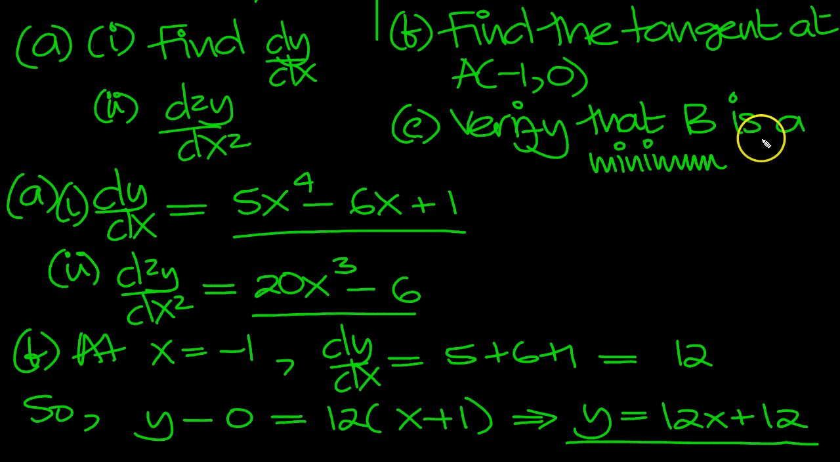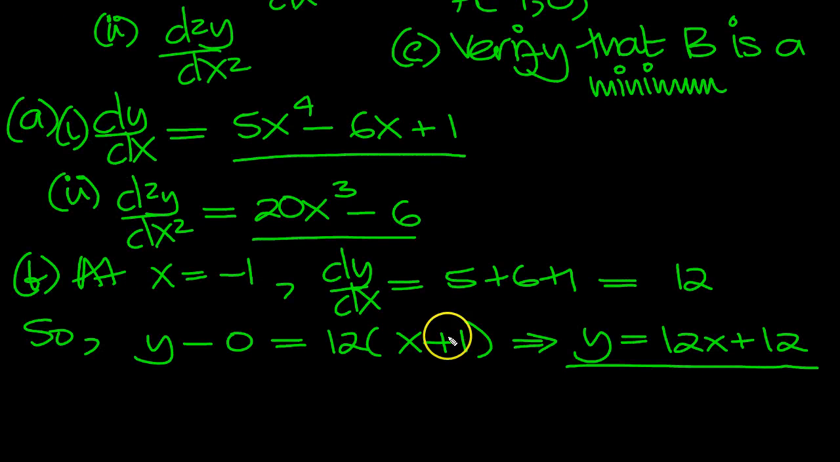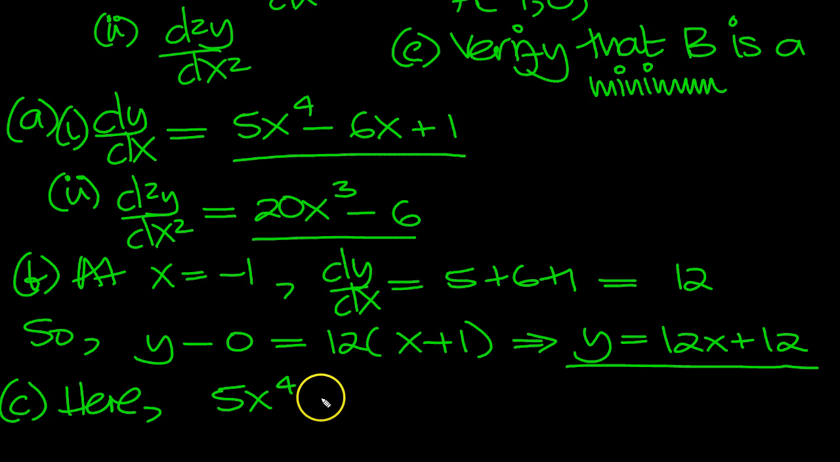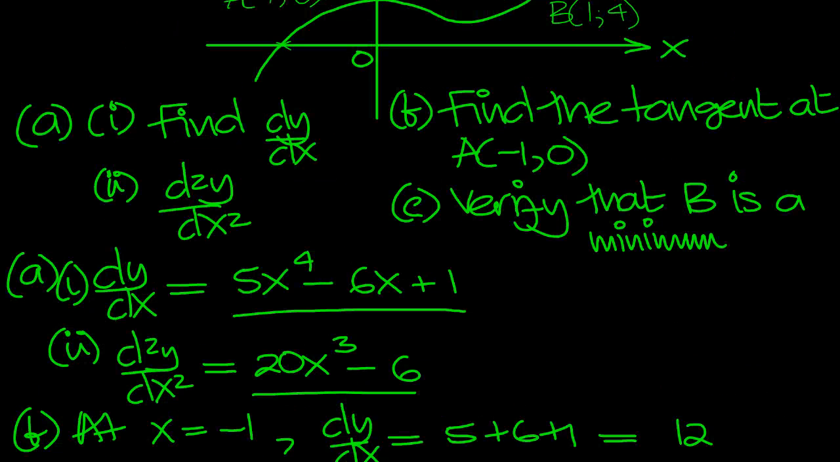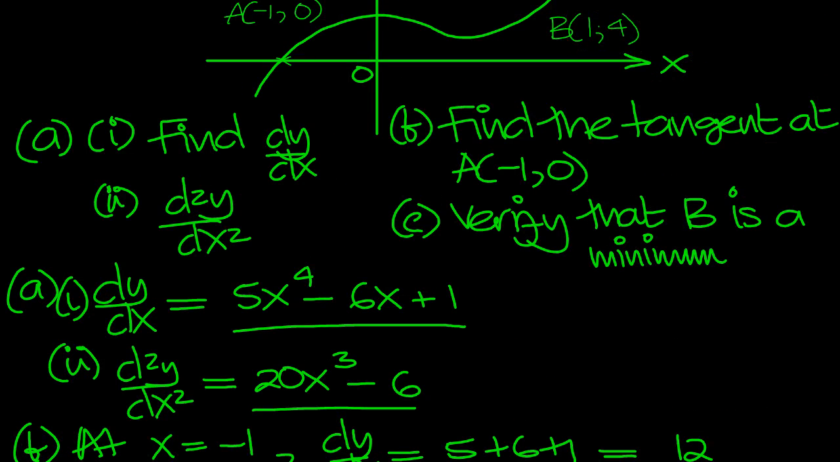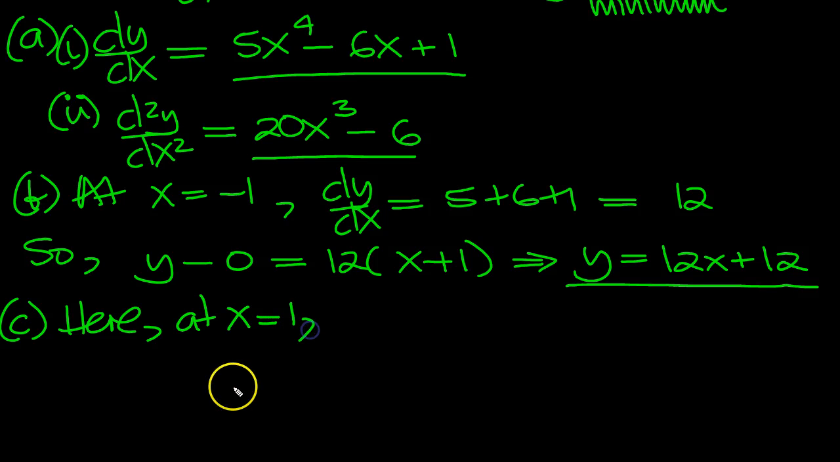Verify that B, the point B, is a minimum then. Okay, so dy/dx equals 0. So this is part C now. So here, this equals 0, 5x to the 4. Verify that B is a minimum. Okay, we just need to verify, we don't need to show. So let's put it in then, at x equals, the B value was 1, wasn't it? Here.